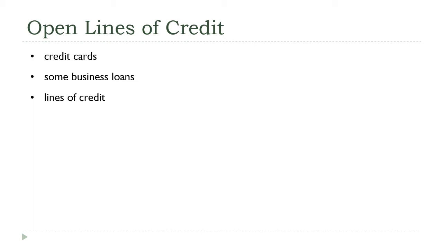Right? So we're going to start our discussion here with what are called open lines of credit. Right? These come in a number of different varieties. The most common one, a lot of you may be familiar with, are credit cards. Some business loans fit into this category, and what are called lines of credit obviously fit into this category. These are all accounts where the balance can change, right?